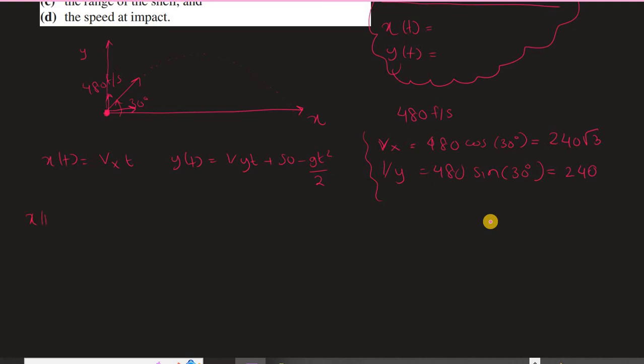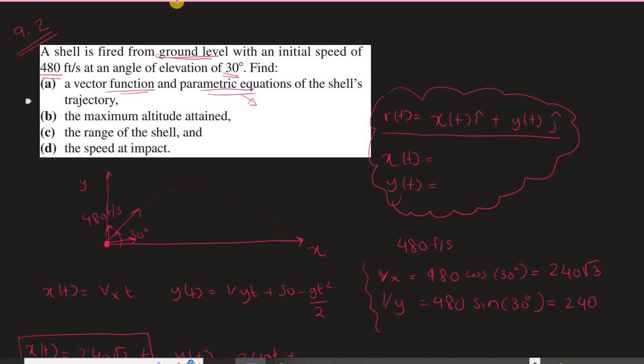So the parametric equation in the x direction would be x of t equals vx t, and we know vx is 240 square root of 3, so x of t equals 240 square root of 3 t. This is our first parametric equation, and you can write this in decimal if you want. The second one, vy is 240, so 240t plus s0. Like I explained before, it was thrown from ground level, which means there was no initial height at the beginning, so that's why it's just 0.